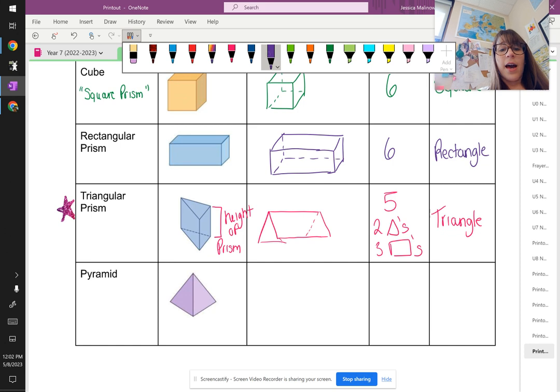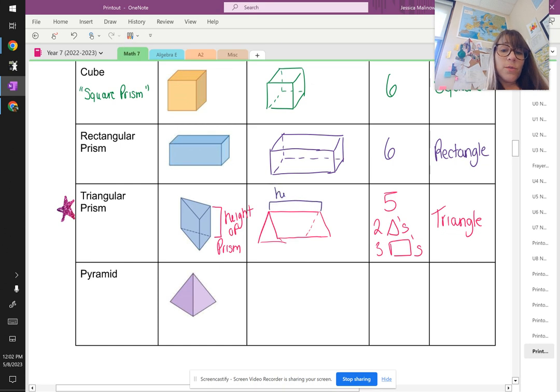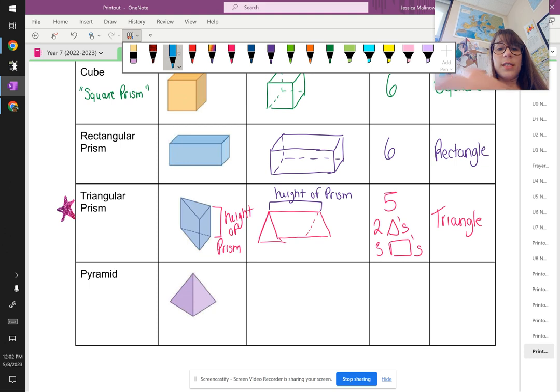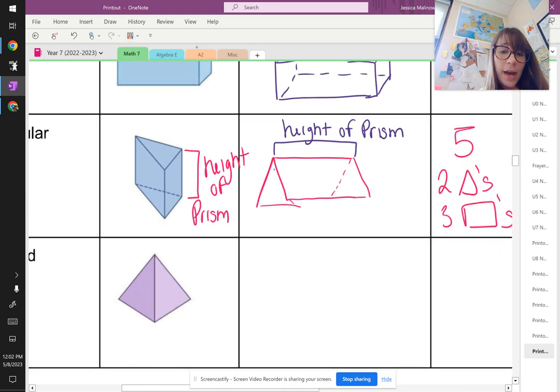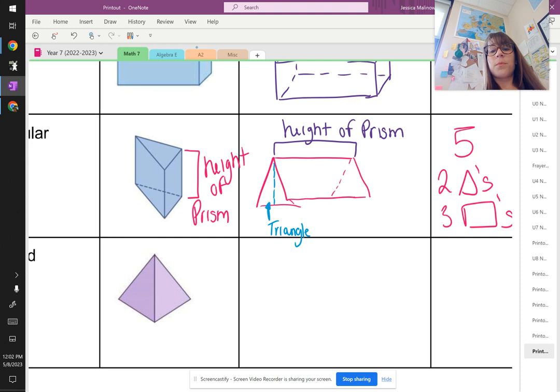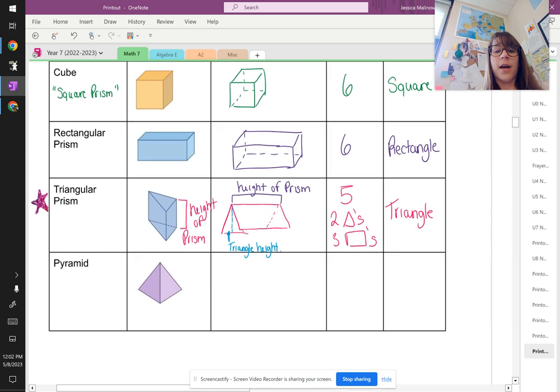If I take that, so here's my height of my prism, right here. If I take that and rotate it on its side, the height does not change. You don't become shorter just because you're laying down. The height just is in a different place. So this is that height of the prism. That can be a little bit confusing because dealing with the height of the prism, you also have that height of the triangle as well. And those two things are not the same, so important to recognize that.